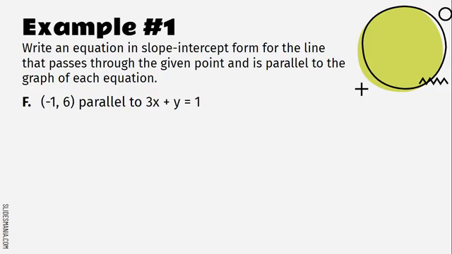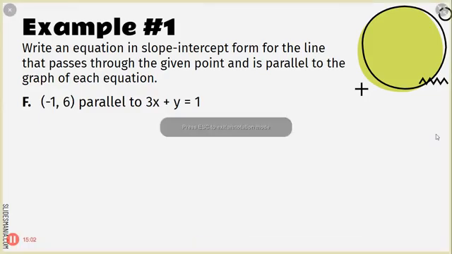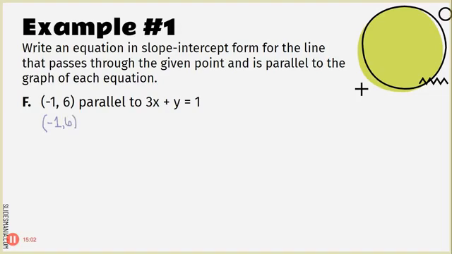And last but not least, you have letter F. Letter F says I want to write a line that is parallel to 3x plus y equals 1, but it also goes through negative 1, 6. So I do have my ordered pair. My ordered pair is negative 1, 6. But I want it to be parallel, meaning it has to have the same slope as the given line.